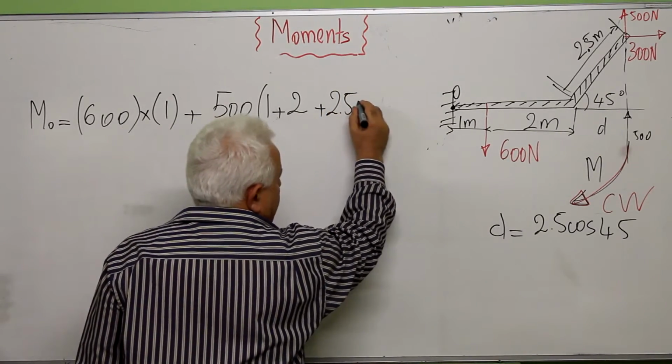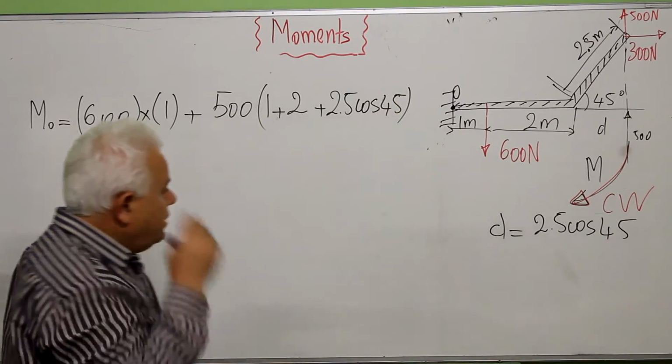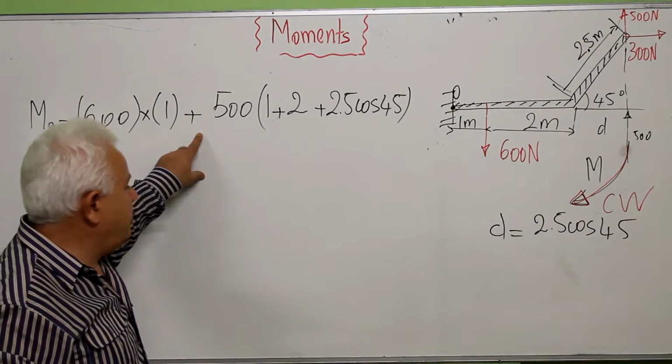2.5 cosine 45. But there's a problem here. It's not a problem.